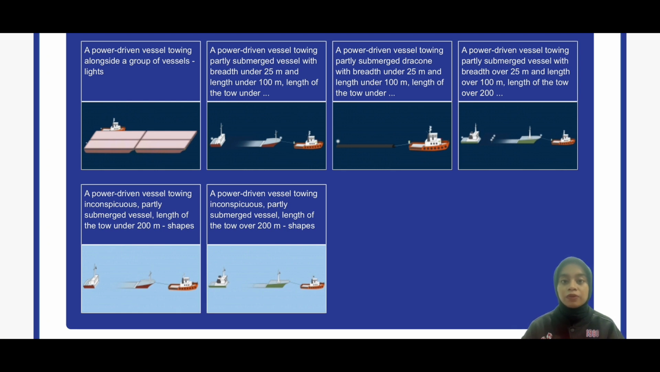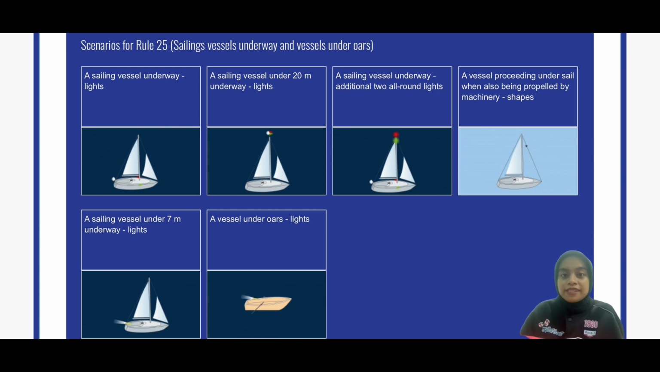illuminating the tow line. Rule 25, sailing vessels underway and vessels under oars. A sailing vessel underway shall exhibit side lights and a stern light. In a sailing vessel of less than 20 meters in length, the lights prescribed in paragraph A of this rule may be combined in one lantern at or near the top of the mast where it can best be seen.